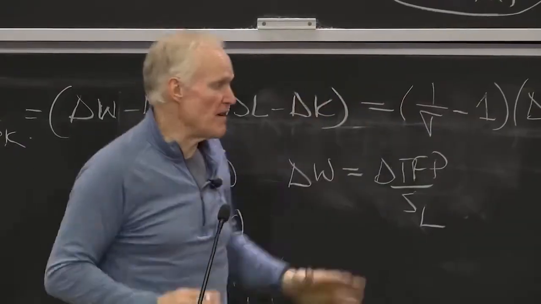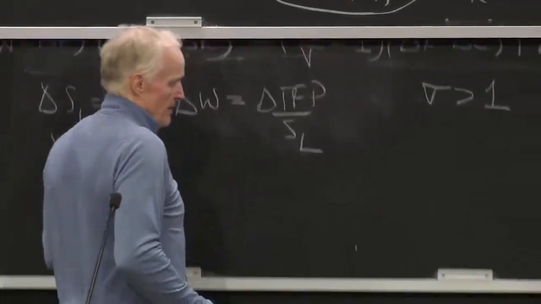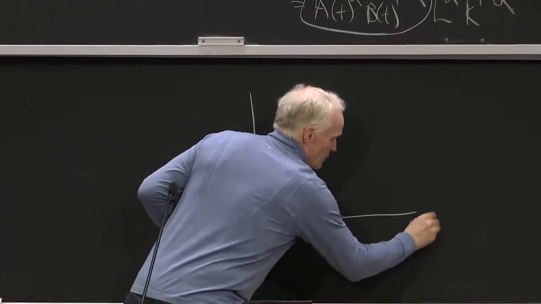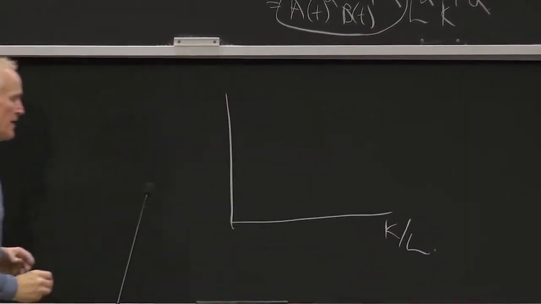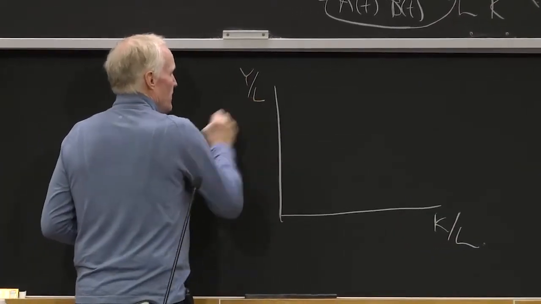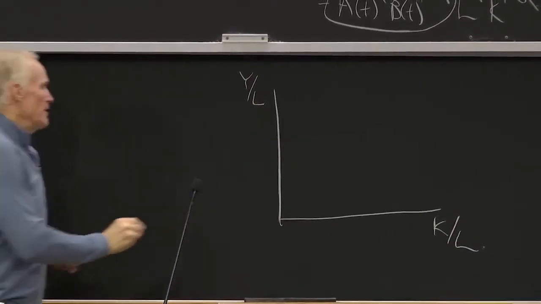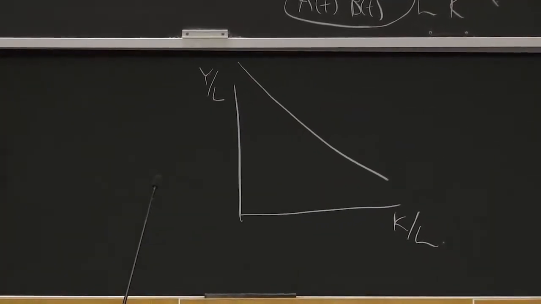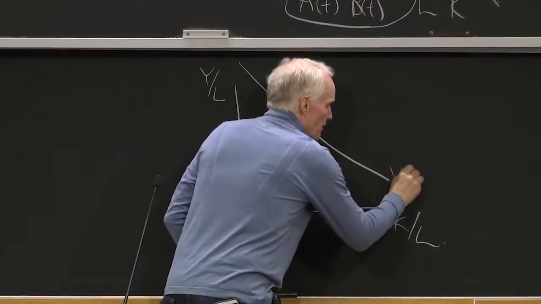Let me show you with a graph. Maybe that's the easier way. Think of it this way. Put K over L here. Put Y over L here. In a curve that looks like that, right? So this is the value marginal product of capital.